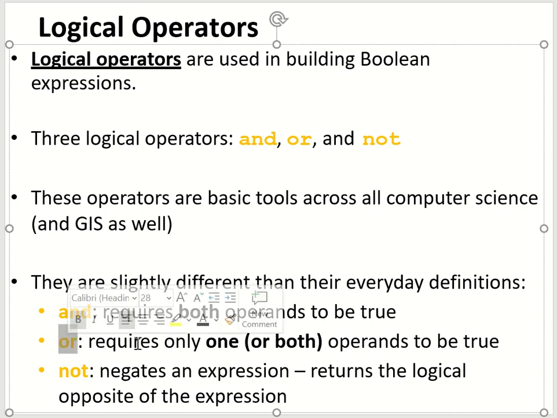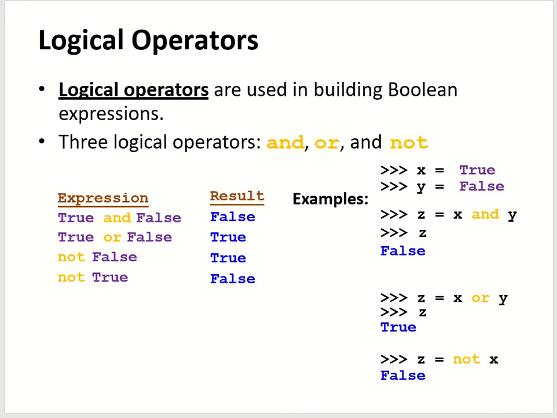If or is used as an operator, only one operand must be true. Both can be true, but as long as one is, that's fine, and it means the output would also be true. Not, this operator negates an expression, so it returns the logical opposite. So let's see those in action.